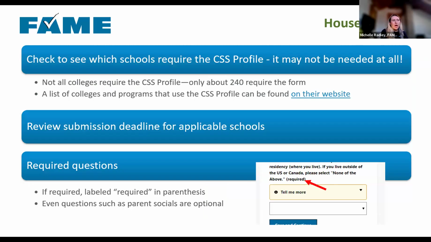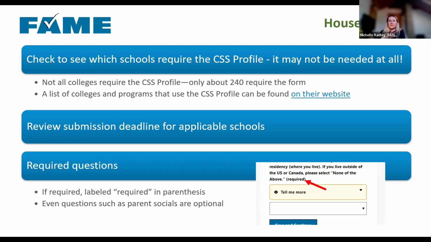Other pieces to note when getting ready to file the form is that obviously it's not going to be needed at all schools. The CSS Profile only applies to about 240 different colleges, and these are private institutions. So being able to go back and figure out exactly what schools you'll need to be aware of deadlines for is really important before you get the form started.